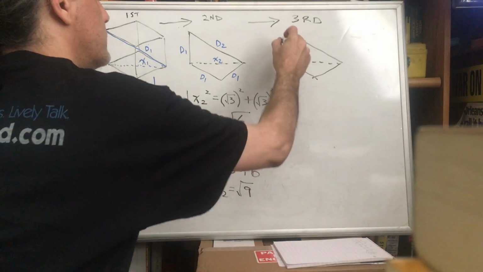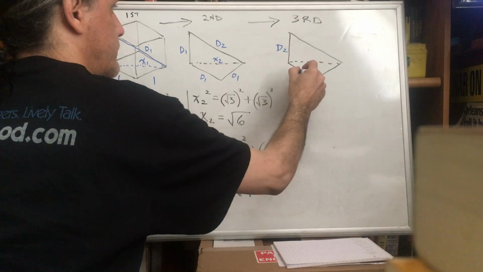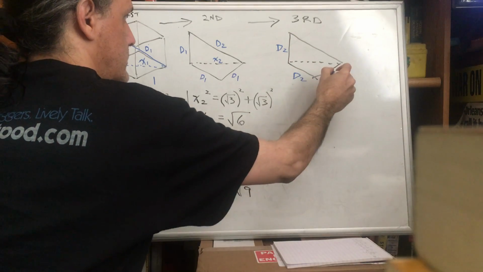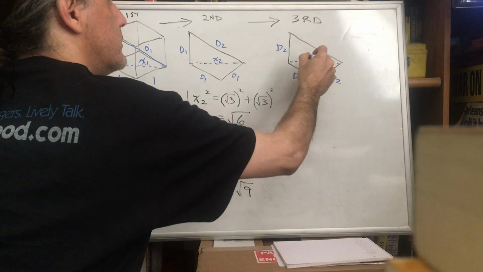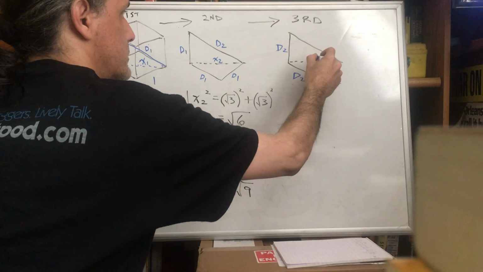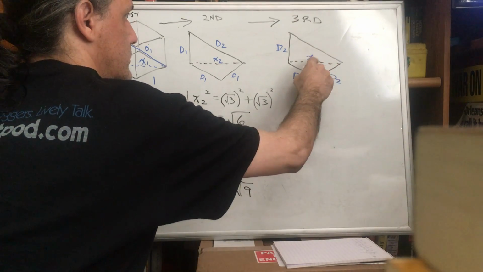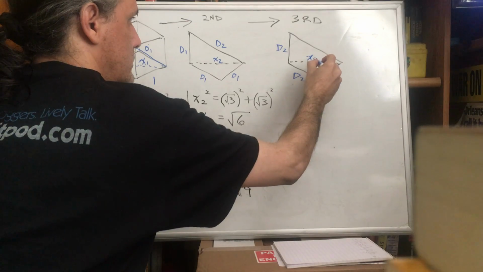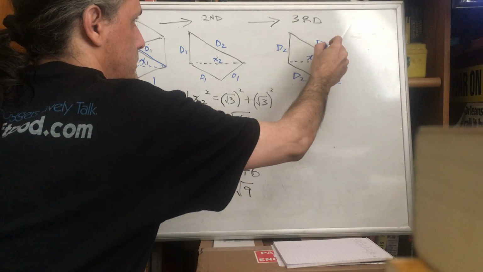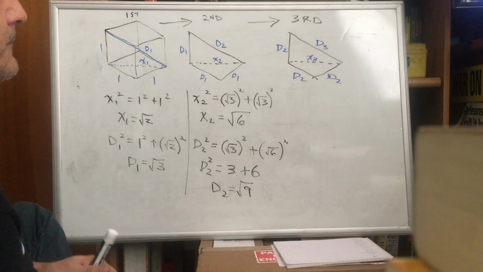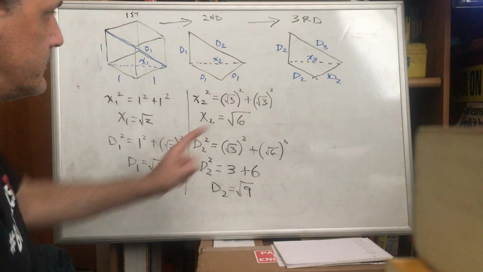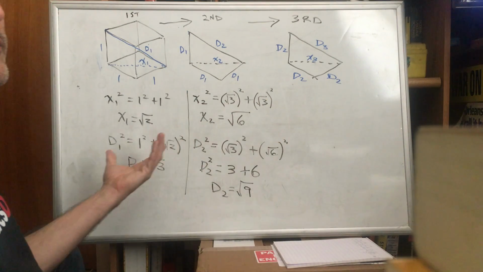So this is now going to be d sub 2. And then this is going to be the third 2-dimensional diagonal. Let me write that better. And this is going to be the third space diagonal. And once we calculate this one, we'll notice a pattern, and then we can just use the pattern.